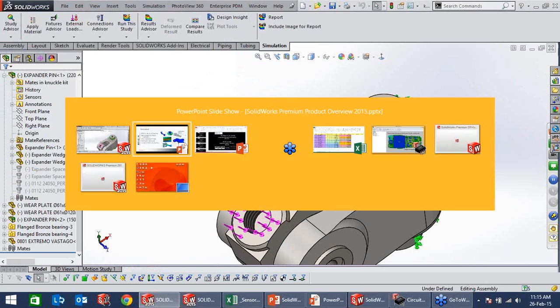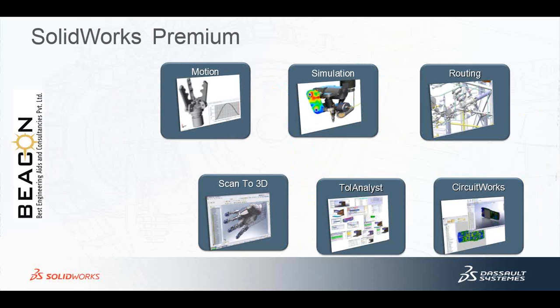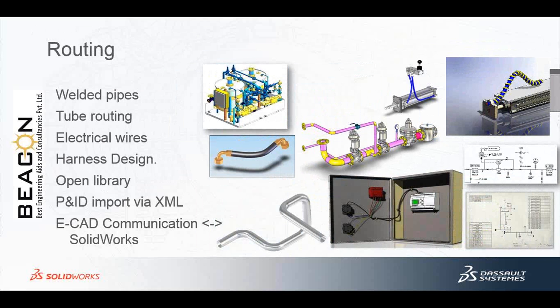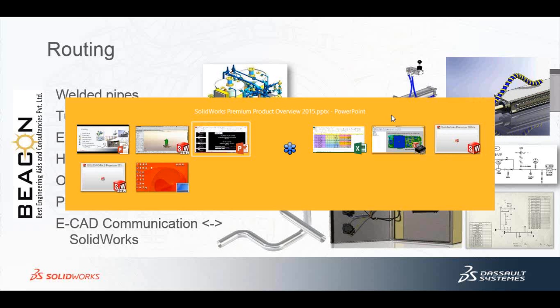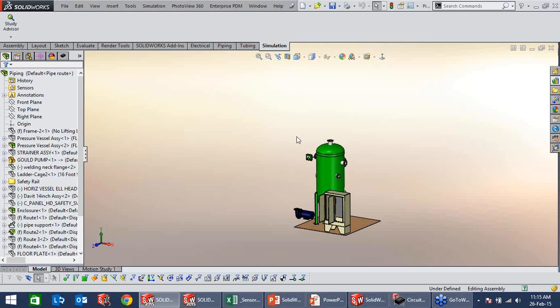I'll just close this, and next we'll move on to routing. Routing is the best suited product for oil and gas industries, and also if you're into electrical wire harnessing. If you have P and ID drawings, you can import them easily in SolidWorks, and you can do the tube routing as well. Let's go into the SolidWorks window and see how exactly the routing works.